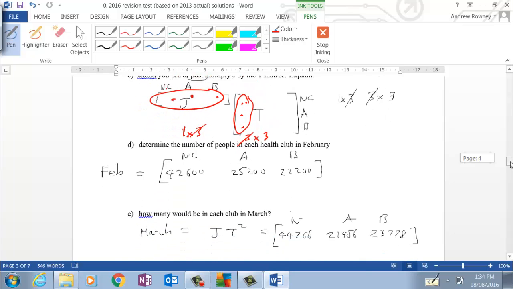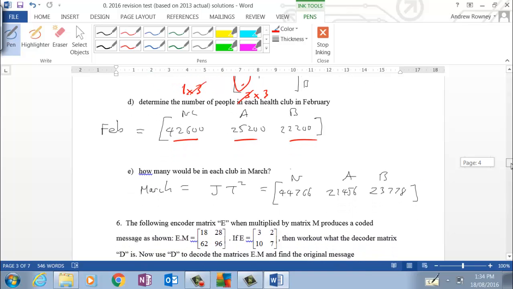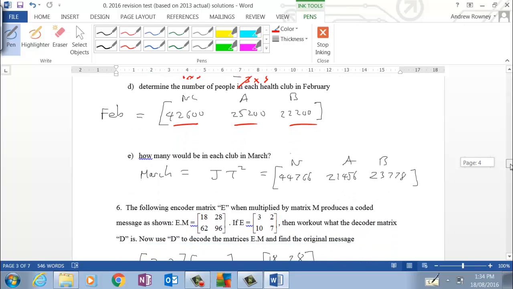So if we multiply that, we'll get the population in February. So these are the new populations. How many would be in each club in March? So we have to do it again. We could either do the original times by t, or we could do this one here, the February, and just times that by t, or we could get the original January and times by t squared. That'll take from January to February, 2 months worth.